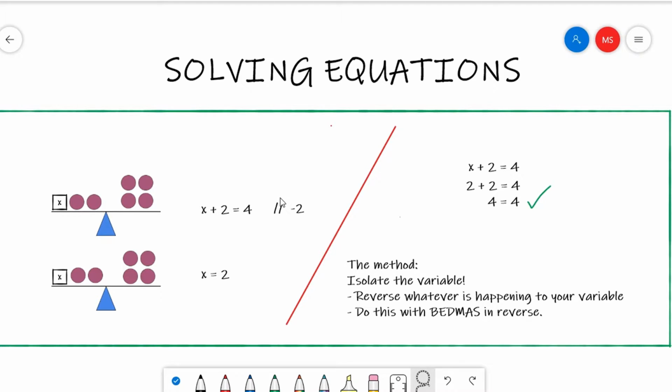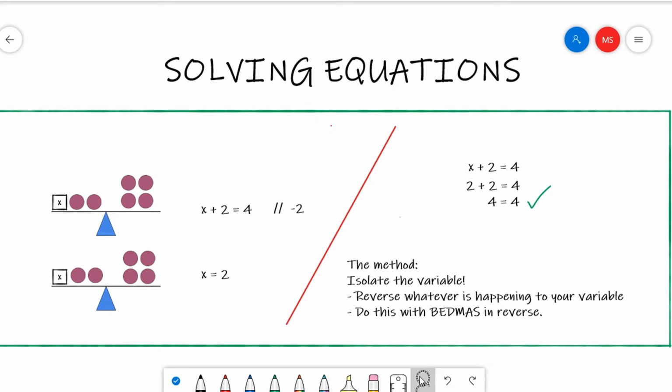Over here, I've written a double slash. This is a way in math of indicating what you intend to do to both sides of your balance. So double slash subtract 2 means my intention is to take 2 away from both sides. So let's do that work now.